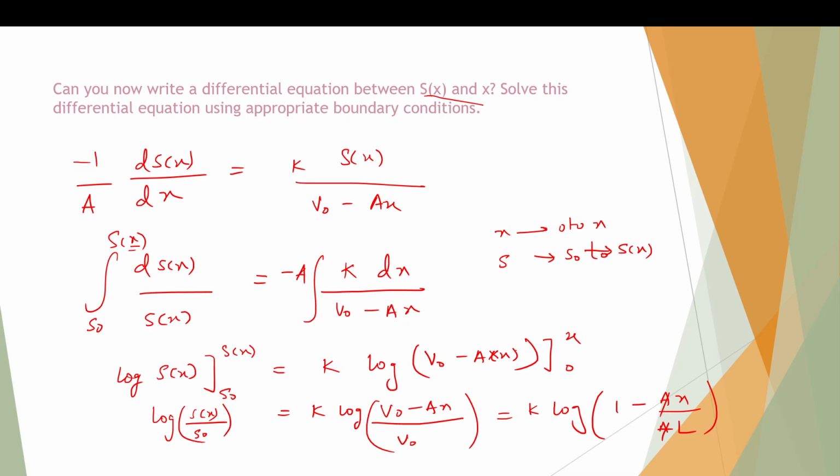Right. So then finally, after doing everything, what we get is s of x is equal to s naught times 1 minus x over l whole raised to k. Basically I just moved this k up here and then equated the logs and got this. Is it okay?